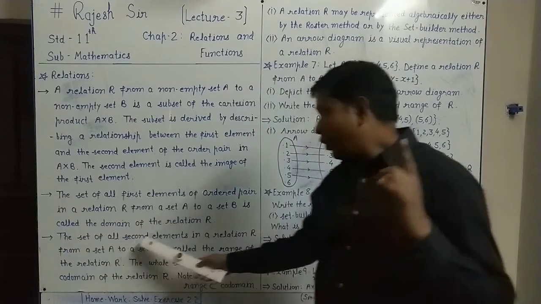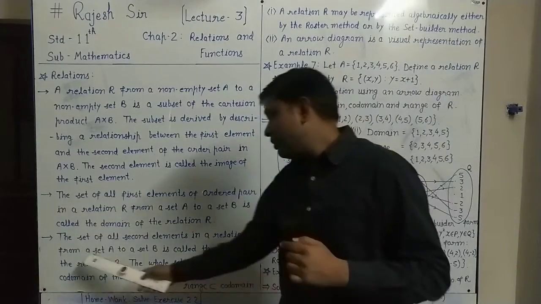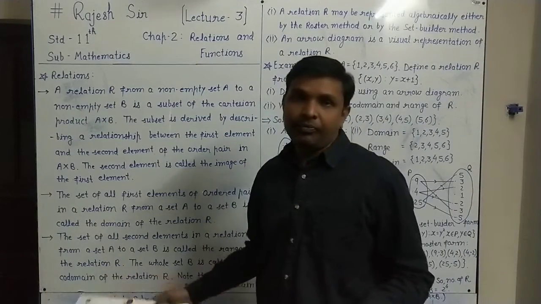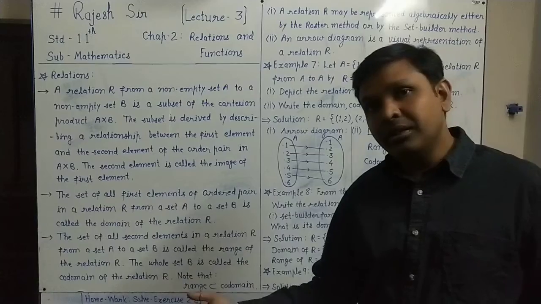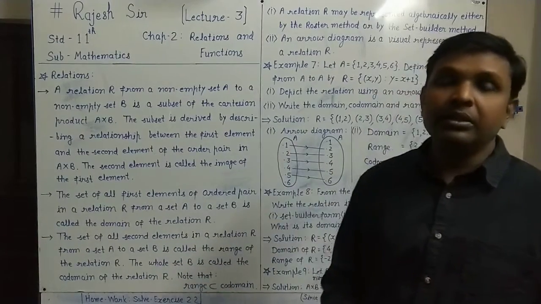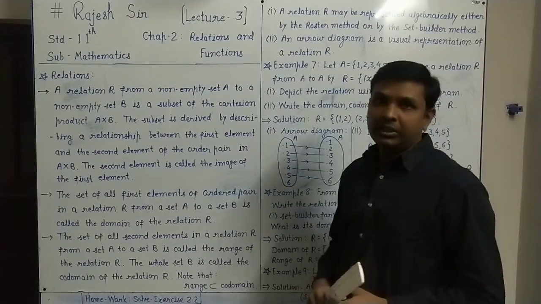Next, the set of all the second elements in a relation R from a set A to B is called the range of the relation R. What about the set of all the second elements? The set of all the second elements in the relation is called the range of the relation. Range.